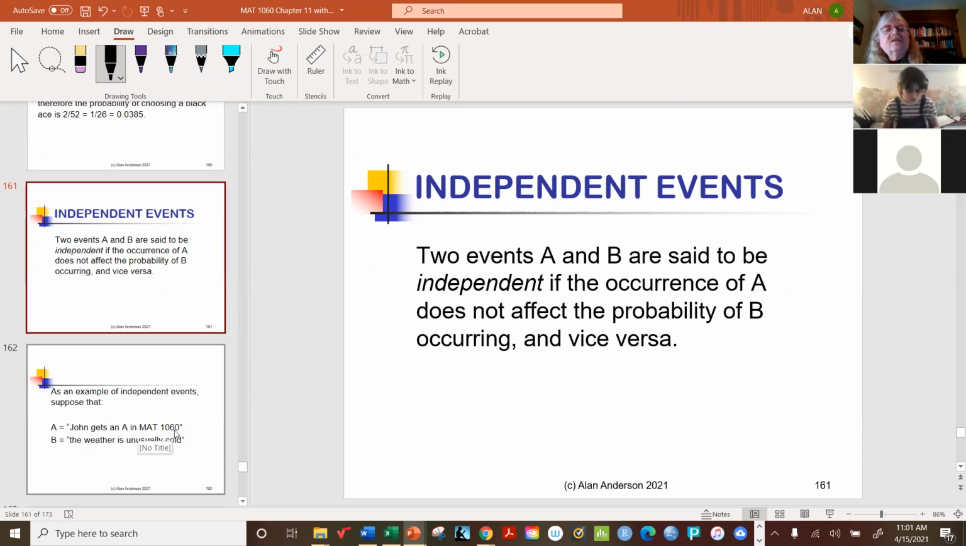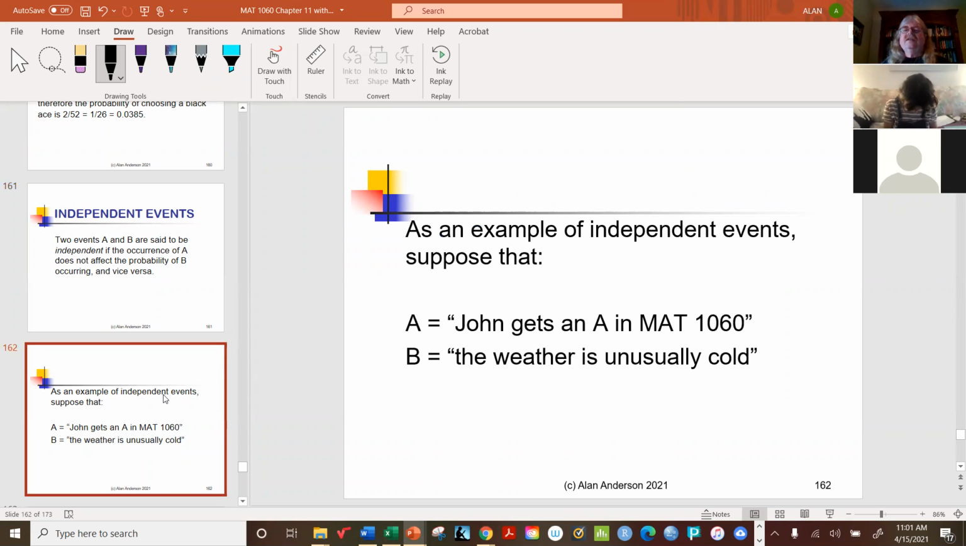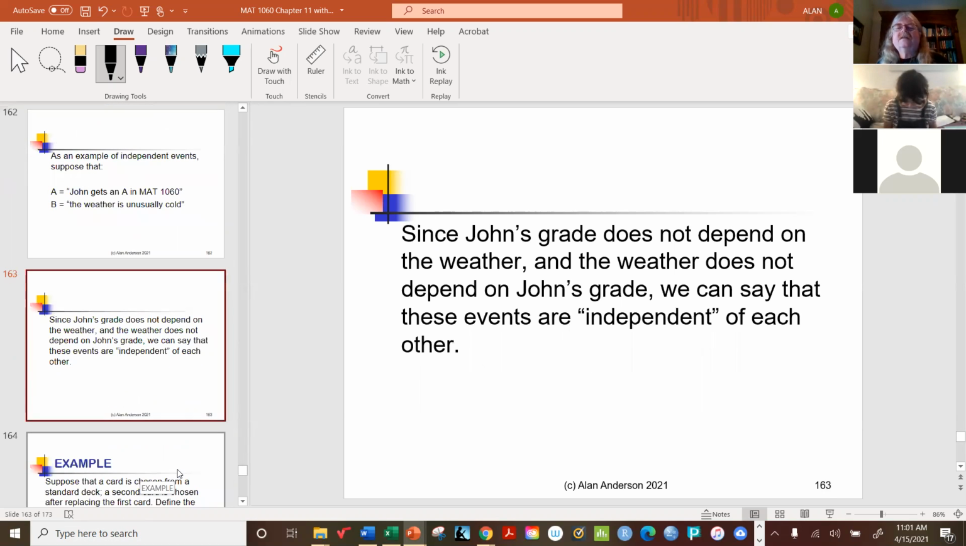All right, so here's 2 events. Let's see, what do you think? Are these independent? A is the event that John gets an A in Math 1060. B is the event that the weather is unusually cold. So what do you think, independent or not independent? I think they're independent. Absolutely, because there's no reason why his grade should depend on the weather. So this would be an example of where 2 events are independent of each other. Okay, so John's grade does not depend on the weather, and the weather does not depend on his grade. Therefore, these are independent events.